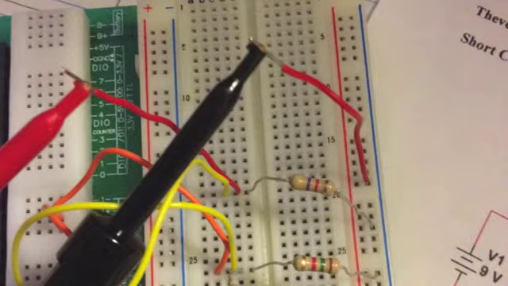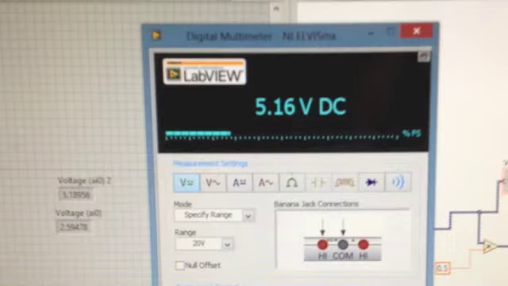Again, this is just the outputs on the digital multimeter for current and voltage across the open circuit. And this is the setup to measure the load voltage across the 4.7 kilo ohm resistor. That voltage turned out to be 5.16 volts.